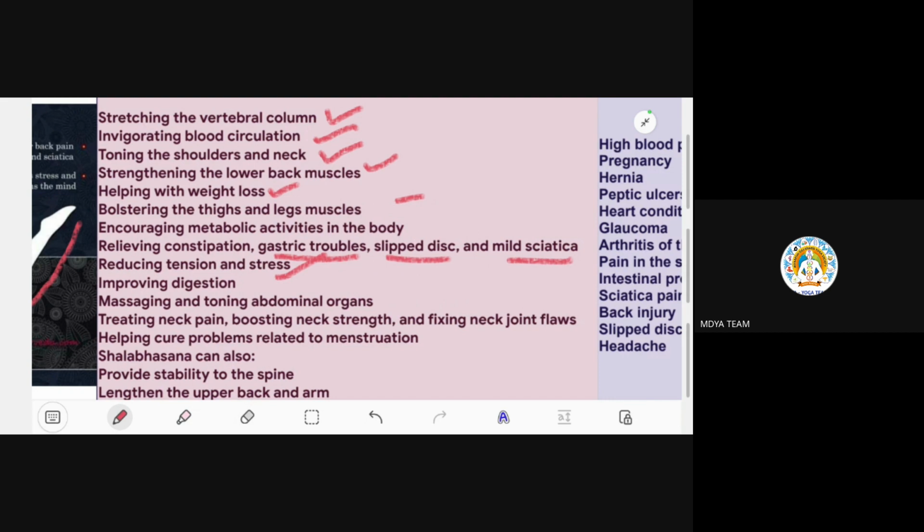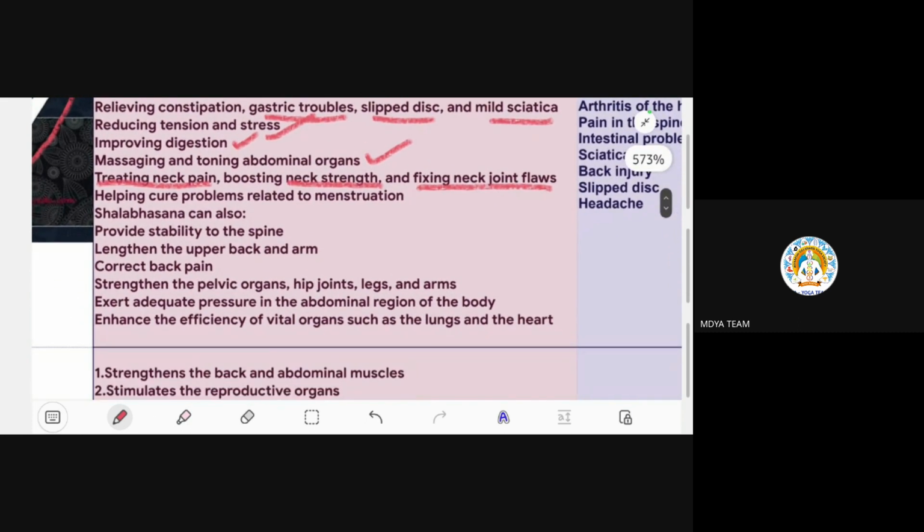Good blood flow, and improving the digestion, massaging and toning the abdominal organs, treating neck pain, boosting neck strength, fixing neck and jaw flaws, helping cure problems related to menstruation. Shalabhasana also gives stability to the spine, strengthening the upper back and arms, and correcting back pain, strengthening the pelvic organs, hip joints, legs, arms, reducing pressure in the abdominal region of the body, and enhancing the efficiency of the vital organs.